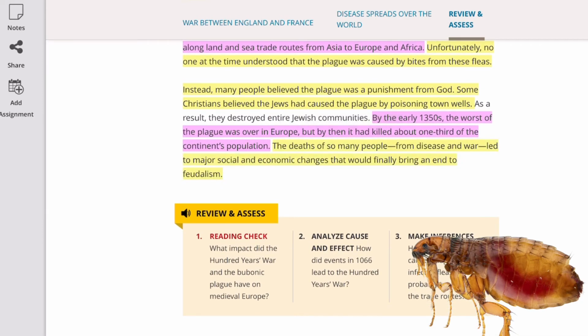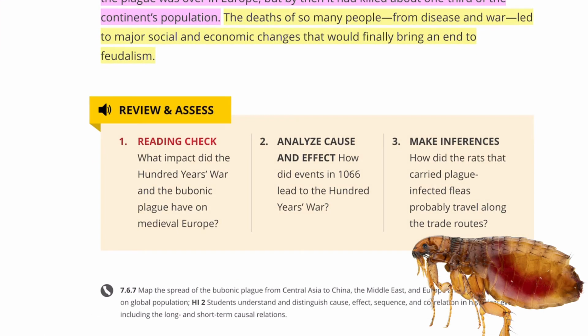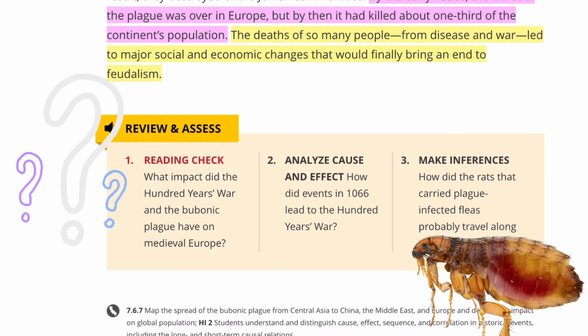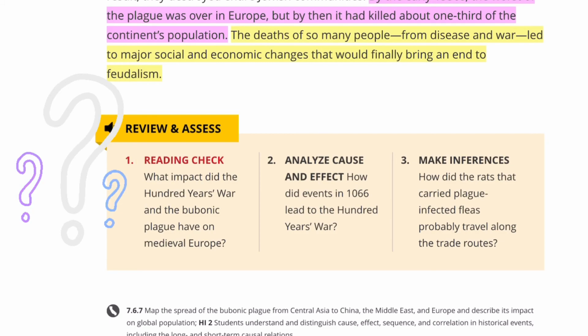Now let's go to the review and assess questions. Number 1, reading check. What impact did the 100 Years' War and bubonic plague have on medieval Europe? Number 2, analyze cause and effect. How did events in 1066 lead to the 100 Years' War? And finally, make inferences. How did the rats that carried plague-infected fleas probably travel along the trade routes?